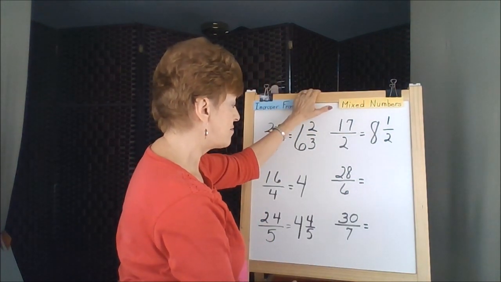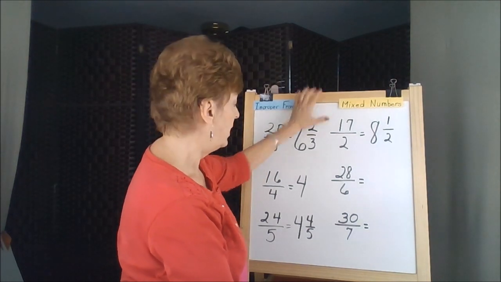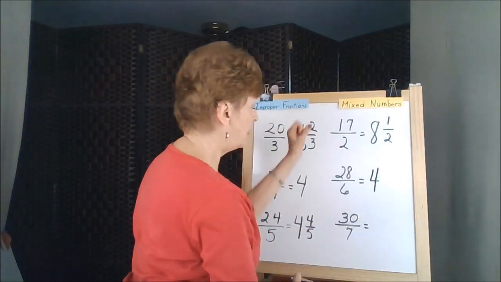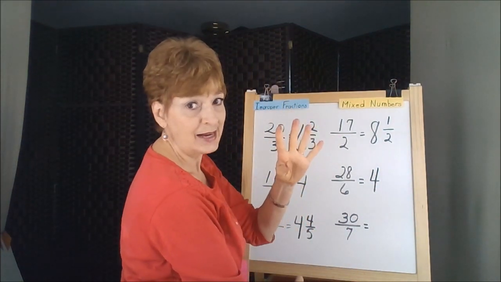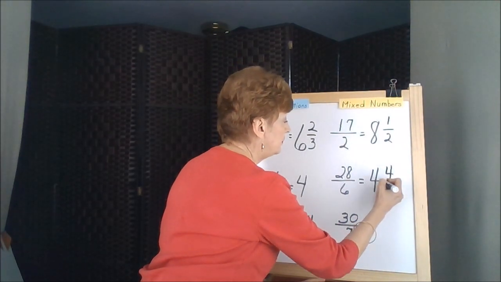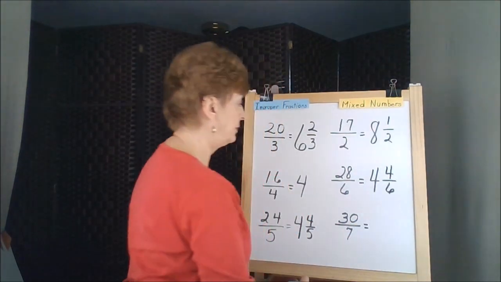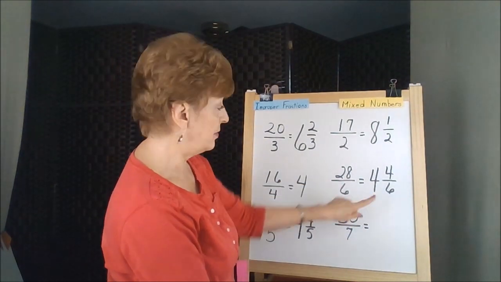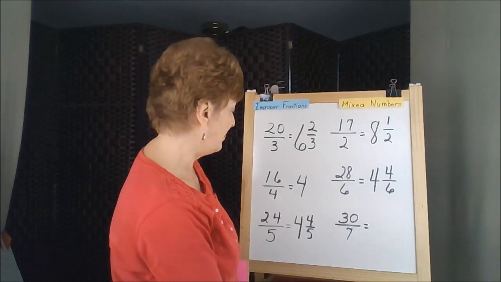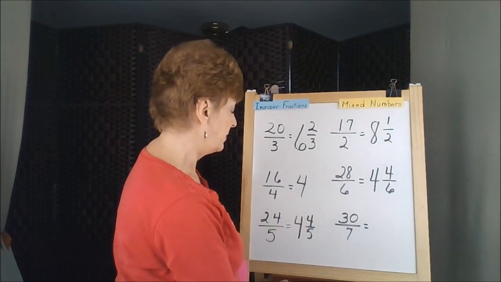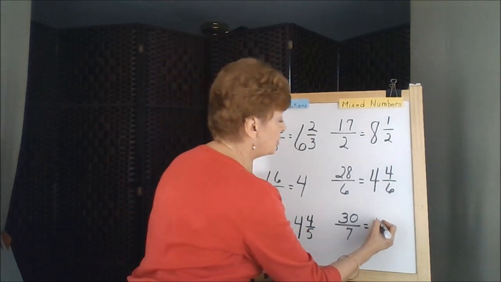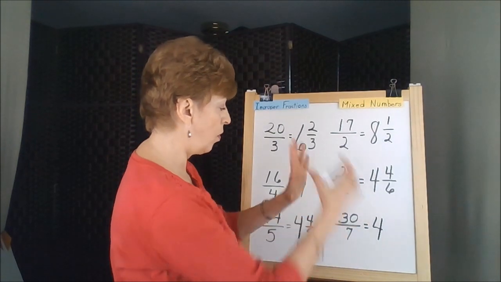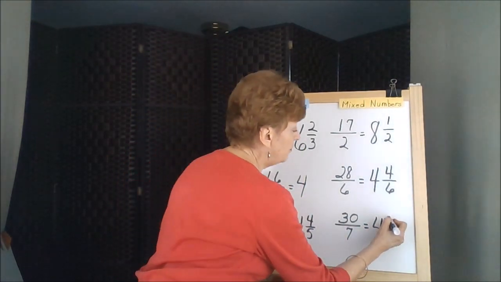28/6. That's kind of hard to picture, but 6 times 4 is 24, 25, 26, 27, 28. We have 4 left over. 4/6 are left over. This fraction can actually be reduced one more time, but I haven't shown you that yet. 30/7. Well, 4 times 7 is 28, so I can use up 28 of those pieces in my 4 whole circles, and then 2 left over.